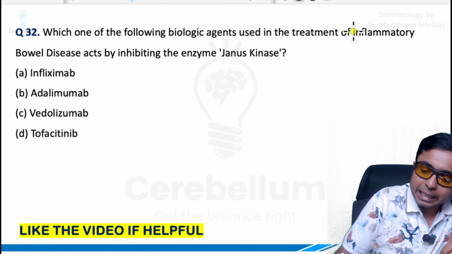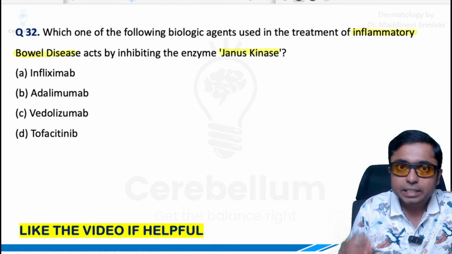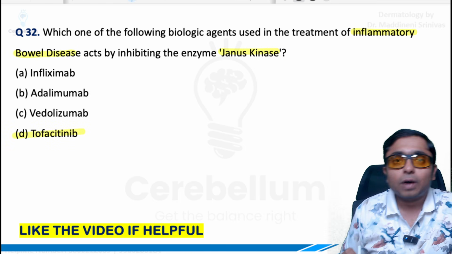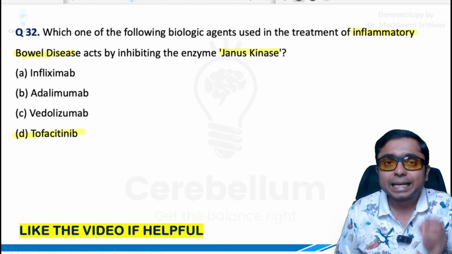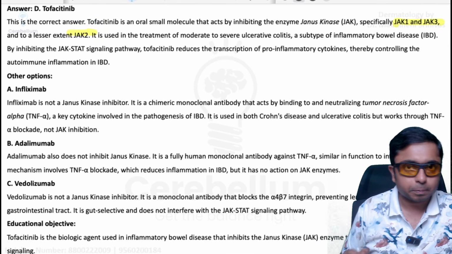Next question, in the treatment of IBD, which is the Janus kinase inhibitor which is used? So remember, it is tofacitinib. This is a JAK-STAT inhibitor, precisely a JAK1, JAK3 and also JAK2 inhibitor.